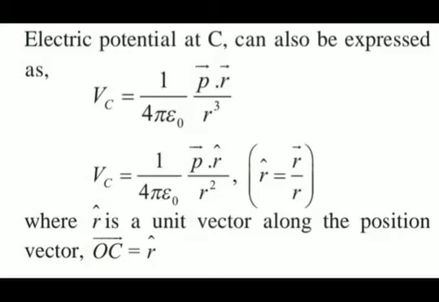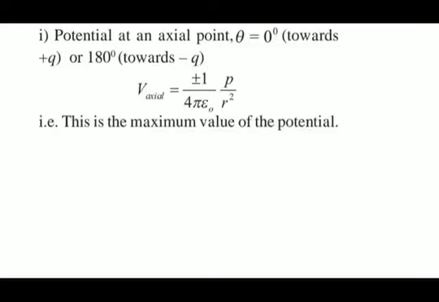So this is the formula. By this formula we can find the potential at an axial point and the potential at an equatorial point. So let's see the potential at an axial point, that is if theta is 0 towards q or 180 towards minus q. So the answer will be plus or minus 1 upon 4 pi epsilon naught P upon r square.